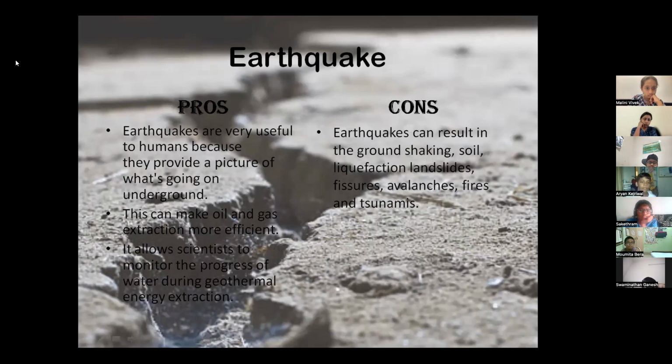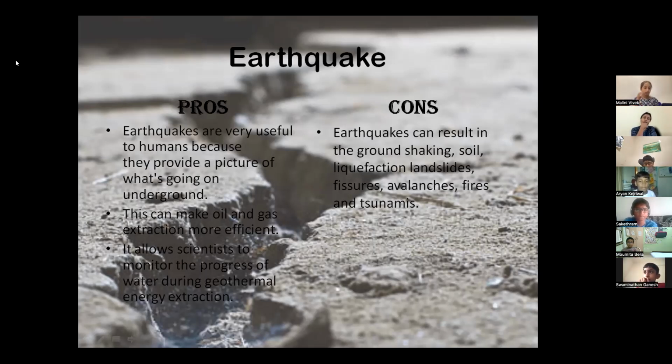Earthquakes have pros and cons. Earthquakes can be very useful to us because they provide a picture of what's going on underground. They also help us understand what currents are going on in the molten lava, how it is spinning, and what the speed is. Earthquakes open a hole, which also helps us do that. They can also make oil and gas extraction more efficient. When we dig down to get oil and gas, instead the earthquake just does the work for us. In the cracks, we can send down our pipes and pump out the oil and gas.